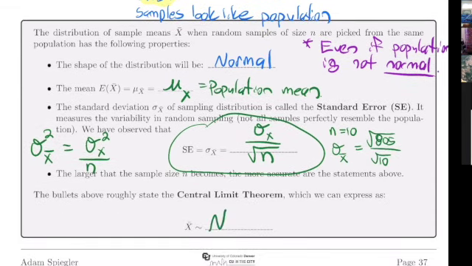So to summarize all of those bullets, we would say that the distribution of the sample means, this n is telling me that it's normal. This is telling me that it's centered, the expected value is the population mean. And this is saying we can find the standard deviation for this, which we call the standard error, by taking the standard deviation of the population, dividing it by the square root of our sample size.